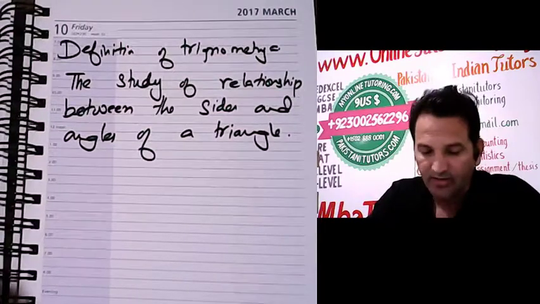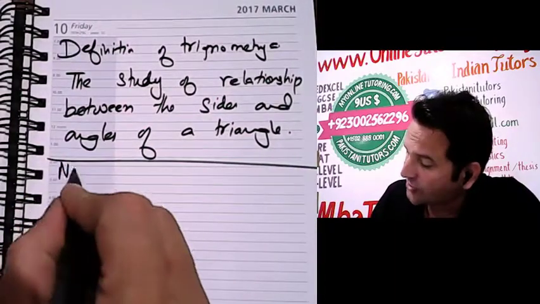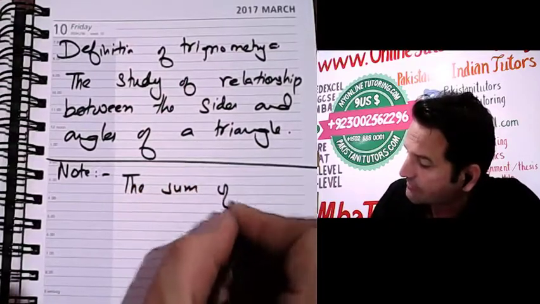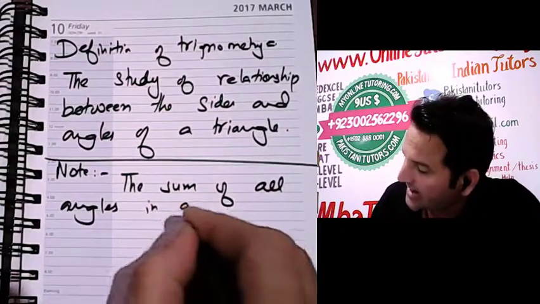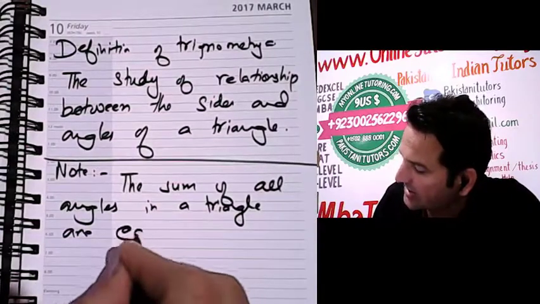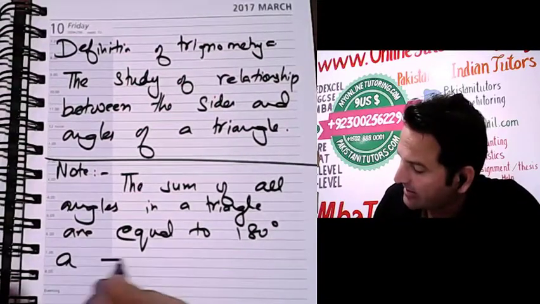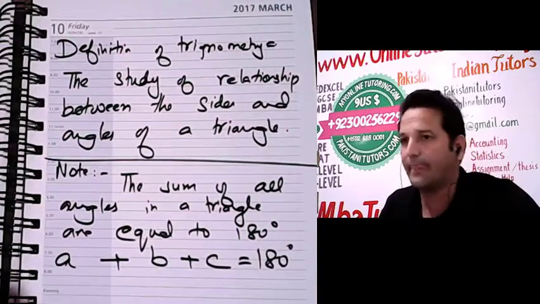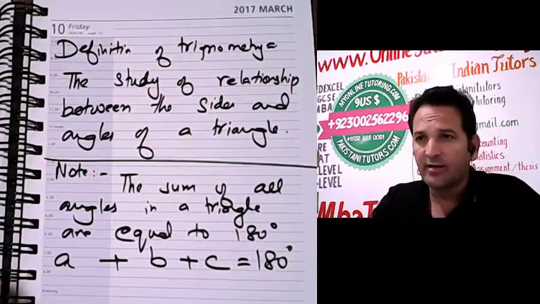So now we are moving to another point. You can also note down one important point: the sum of all the angles in a triangle is equal to 180 degree. Angle A plus angle B plus angle C will be 180 degree. That's the important point. Now we are moving further.